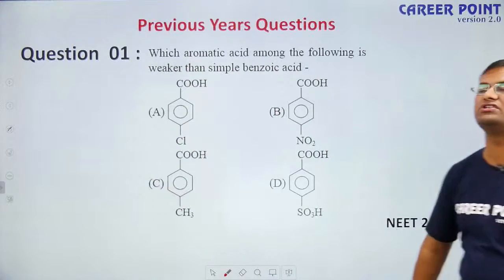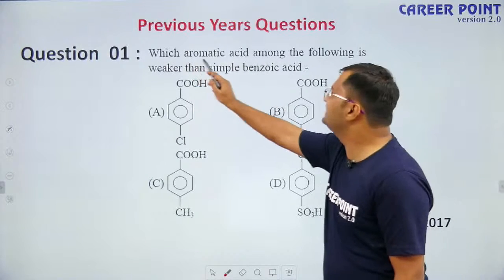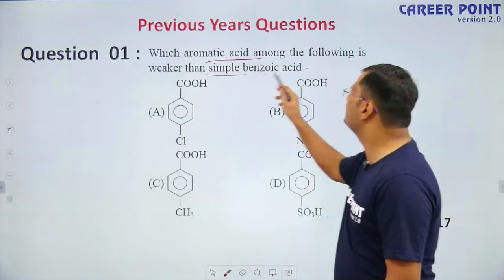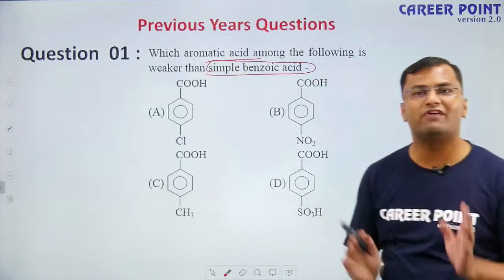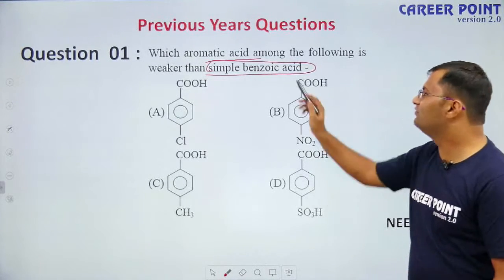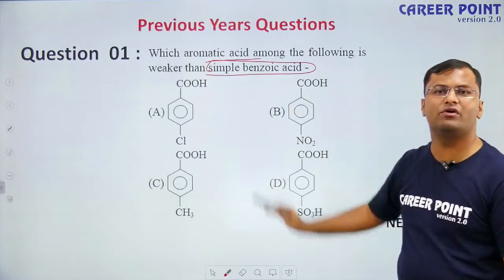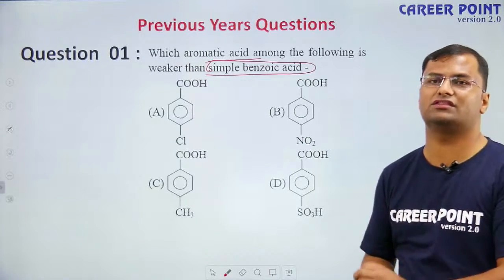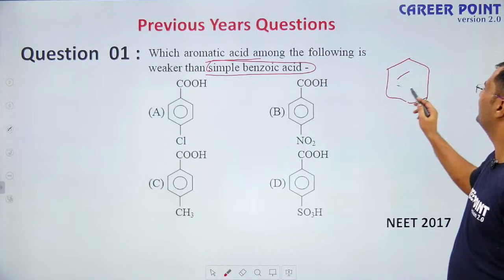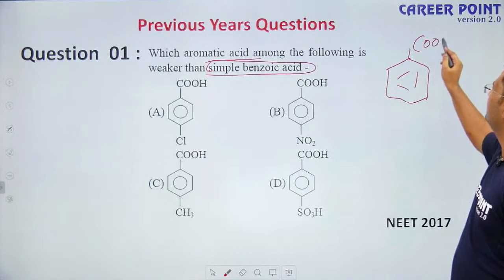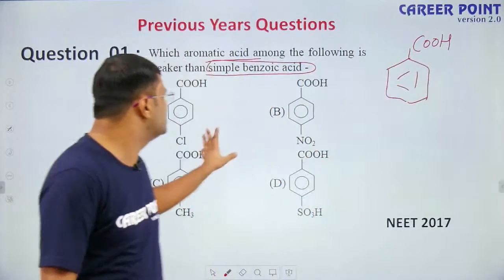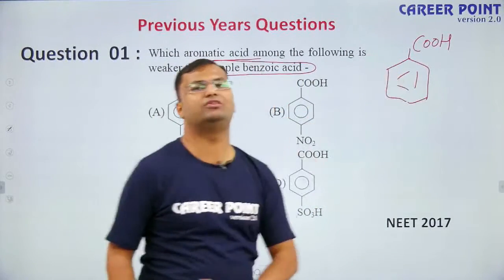First question, previous year question. You have to find out which aromatic acid among the following is weaker than simple benzoic acid. You have to find out the acidic strength, means the second point you have to apply. Which of the following compounds has less acidic strength than benzoic acid? So first we will write benzoic acid here, COOH. This is benzoic acid. You have to find out the compound which is weaker than this benzoic acid.